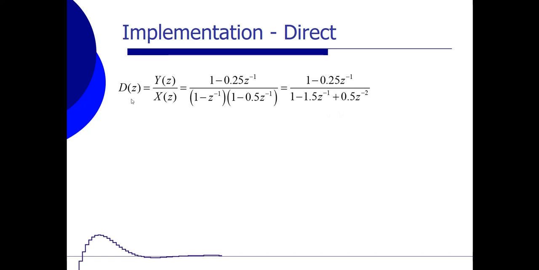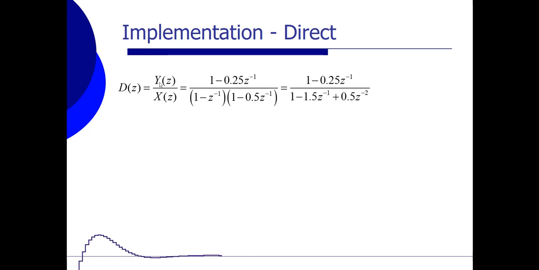So again, we have a filter with this transfer function, which says that Y, the output of that filter, over X, the input of that filter, complies to this expression. So by using cross multiplication, we can say Y times the denominator, so Y times 1 minus 1.5 times Z to the power minus 1 plus 0.5 times Z to the power minus 2, equals X times the numerator, so X times 1 minus 0.25 times Z to the power minus 1.